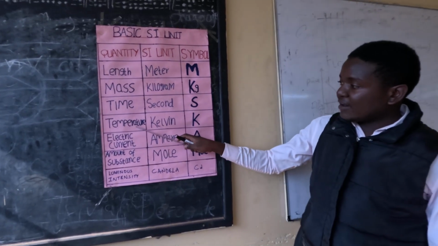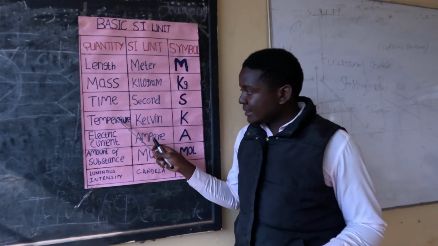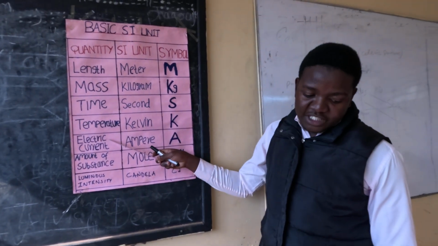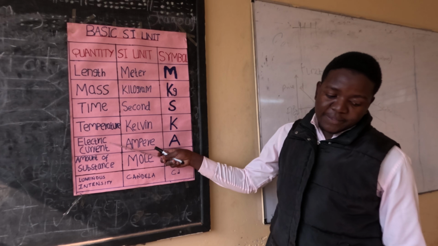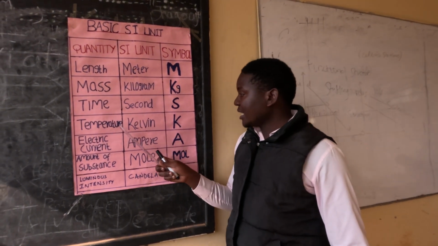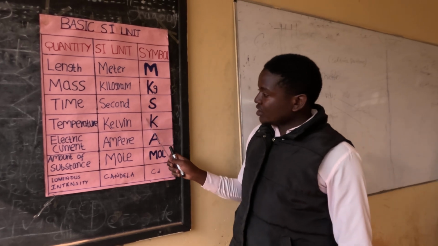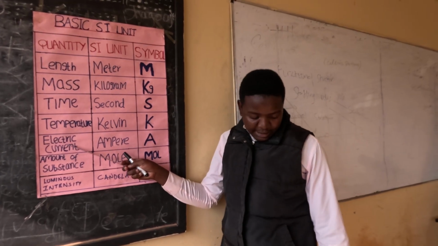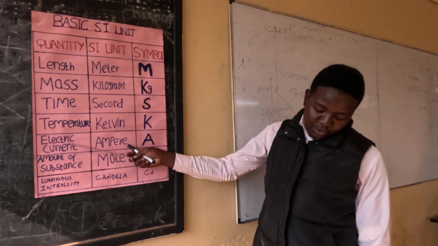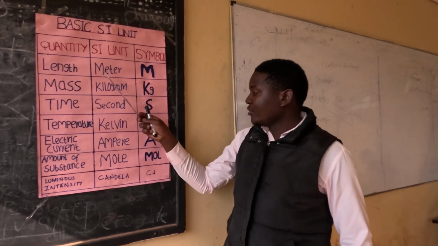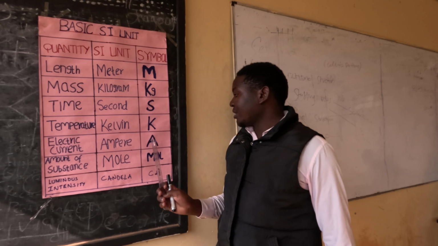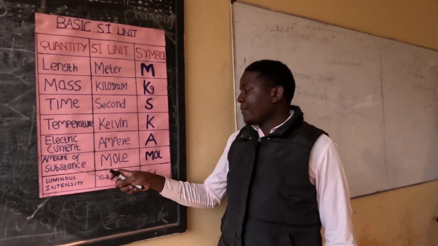We also have another basic quantity, temperature. Temperature is the measure of how hot or cold something is, and the SI unit for temperature is Kelvin. The symbol is K. Another basic quantity is electric current, which is the flow of electric charge, and its SI unit is ampere. The symbol is A.